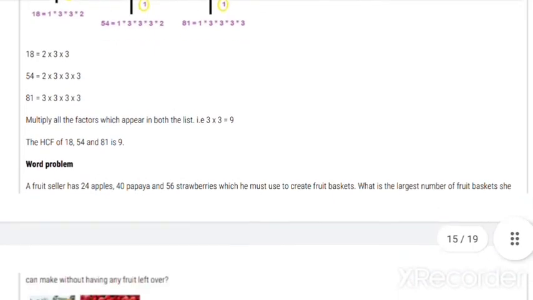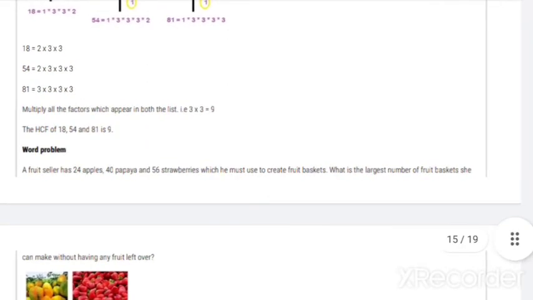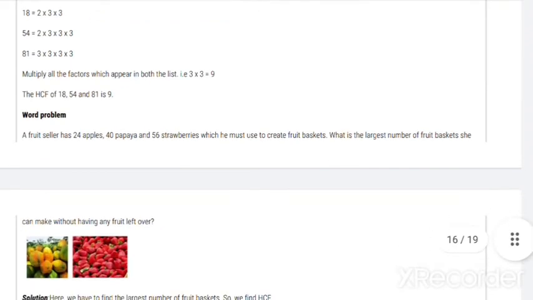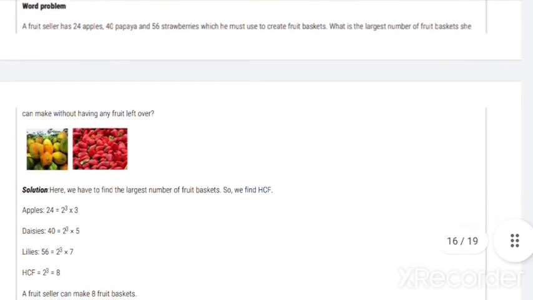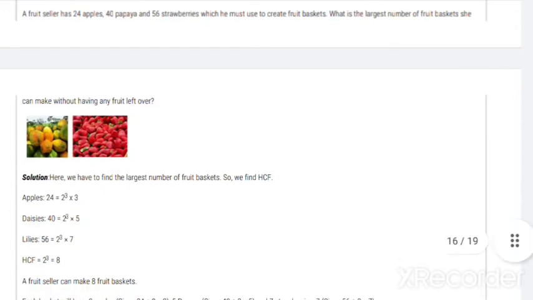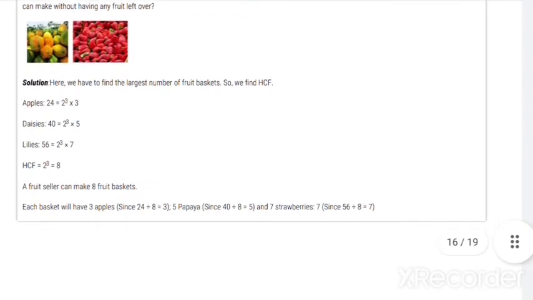Now children, word problem. A fruit seller has 24 apples, 40 papaya and 56 strawberries, which he must use to create fruit baskets. What is the largest number of fruit baskets he can make without having any fruit left over? So children, see what we have to do, just to find the largest number of fruit baskets. So we have to find the HCF of the given numbers, that is 24, 40 and 56. And after that we will see the HCF is 8.